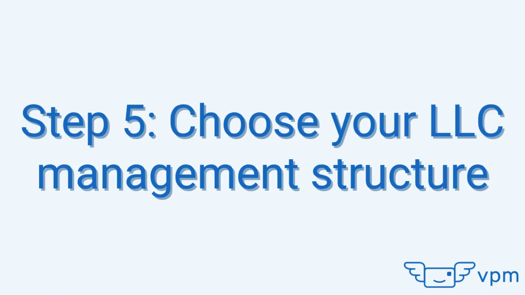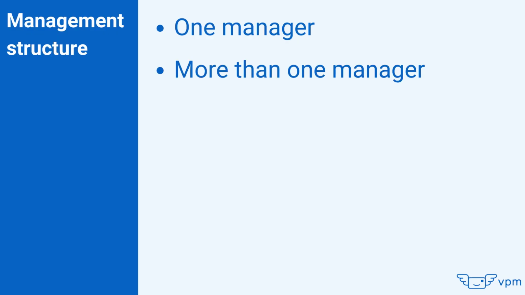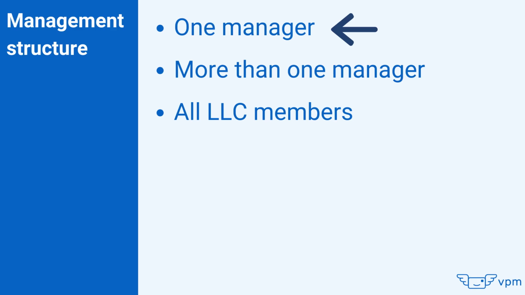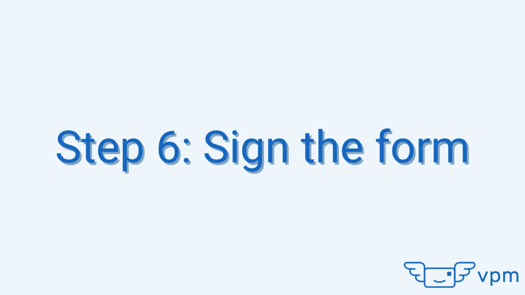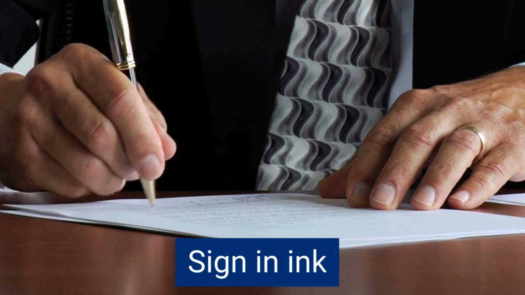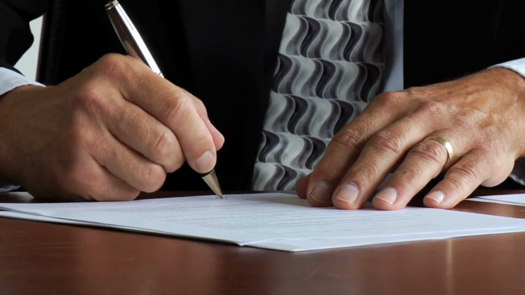Step 5. Next, indicate how your LLC will be managed. One manager, more than one manager, or all LLC members. If you're a single member LLC, you'll typically select either one manager or all LLC members based on your management style. Step 6. Sign the form. The organizer, usually that's you, must print their name and sign in ink. FYI, the organizer doesn't have to be a member of the LLC, but often is.